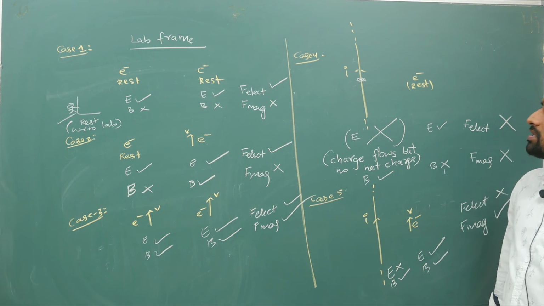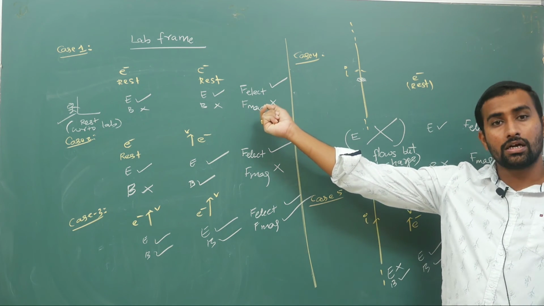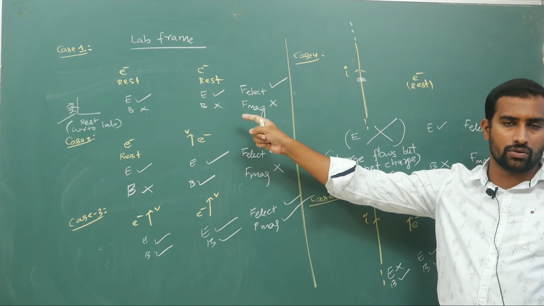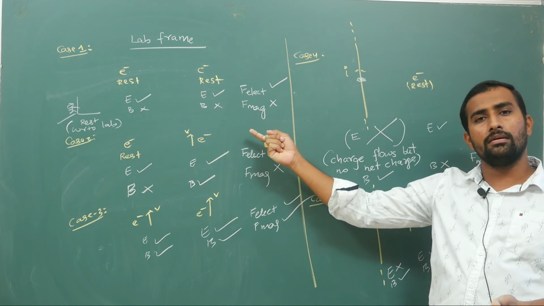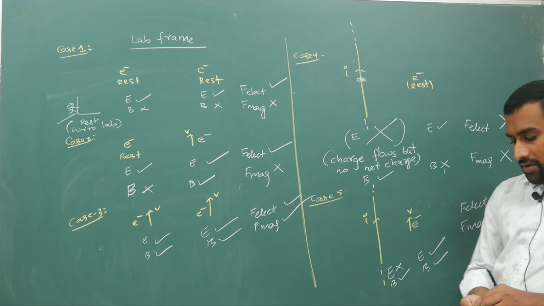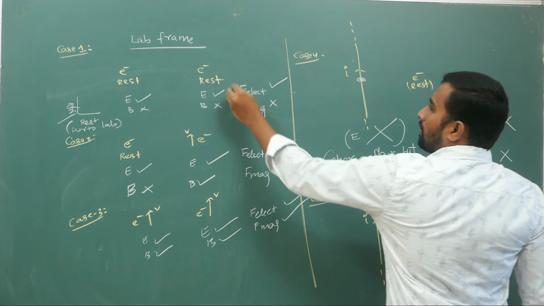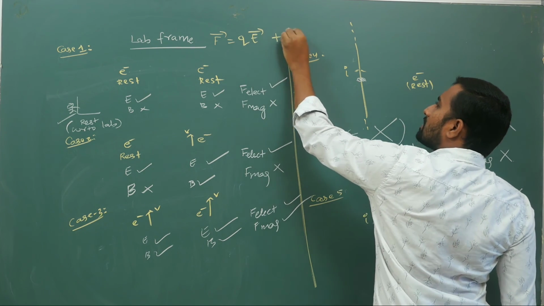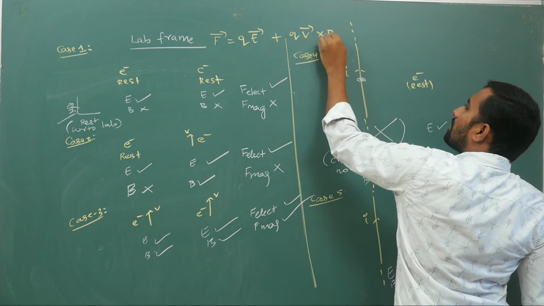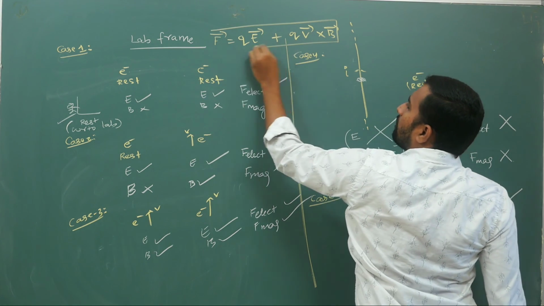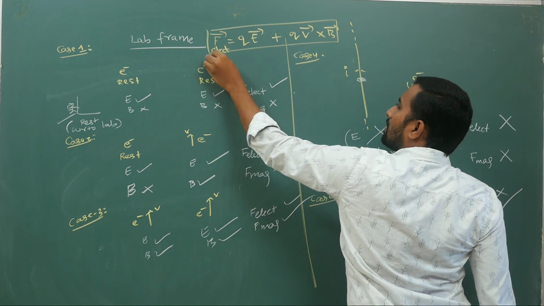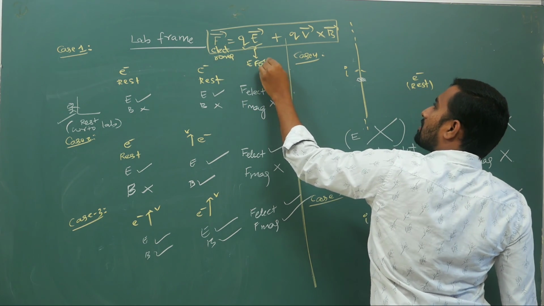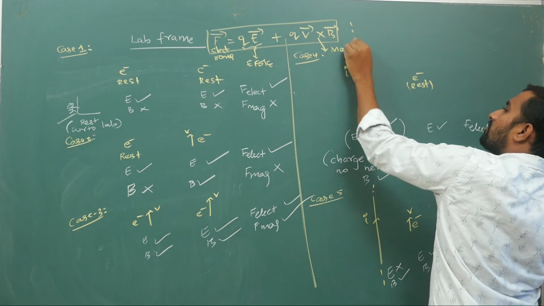Now this way ultimately you see electromagnetic force. If there is no magnetic force, then it is only electric force. If there is no electric force, there will be magnetic force. But ultimately the force that you see is the Lorentz force, which is a combination of electric force as well as magnetic force: F = qE + qv × B. This is your electromagnetic force. This part is your electric force component. This part is your magnetic force component.